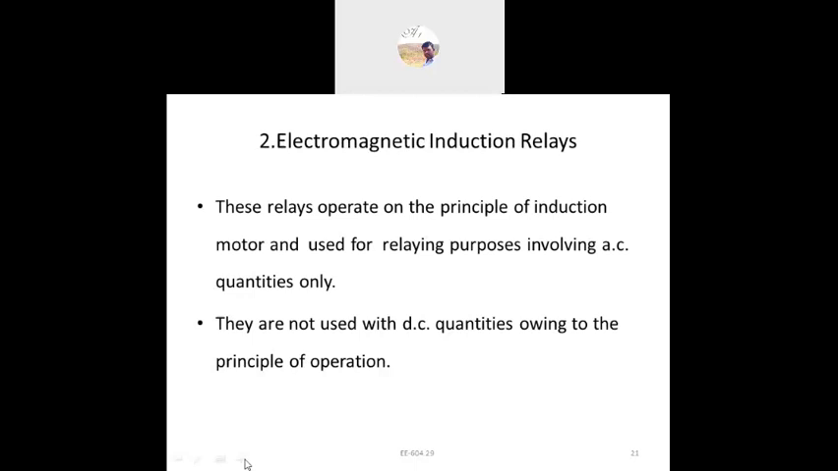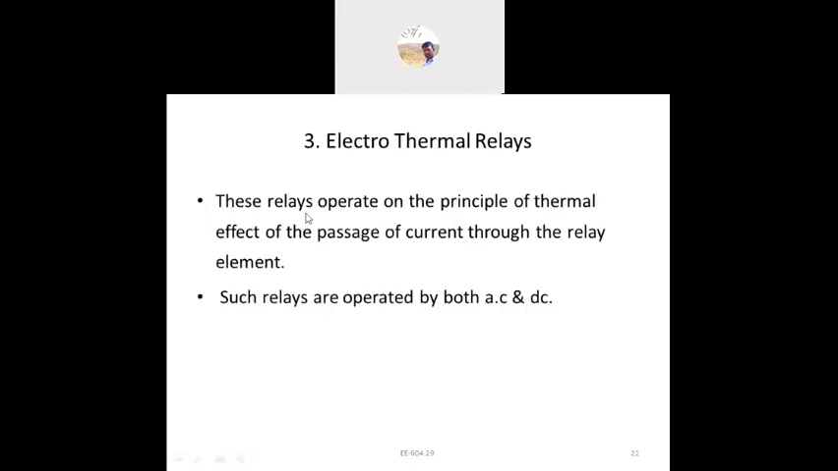Next we have the electrothermal relay, so first we'll discuss that. These relays operate on the principle of the thermal effect of the passage of current through the relay. Here we are using a bimetallic strip, which operates when heat is applied. A high current means more heat, so it varies with the current. The heat expansion will be there, and based on that thermal effect the relay operates on the passage of current through the relay element. Such relays operate on both AC and DC.